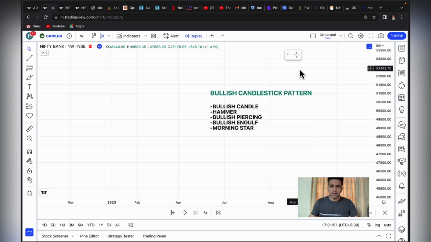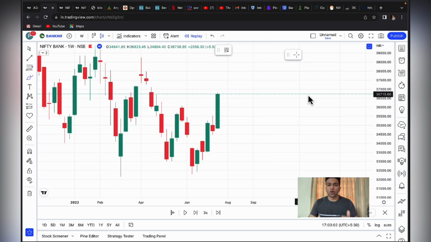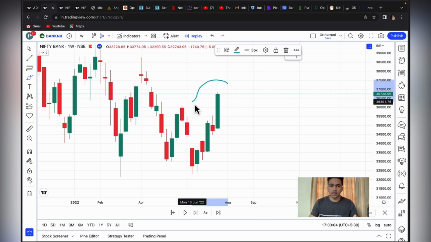These are the candlestick patterns which we'll be talking about. First is the normal bullish candle. Second is a hammer candlestick pattern. Third is bullish piercing, then bullish engulfing and morning star. We'll talk about these candles, we'll talk about their psychology, and we'll even look at live examples of how the price reacts. So guys, talking about a normal bullish candle, this is how a normal bullish candle looks.